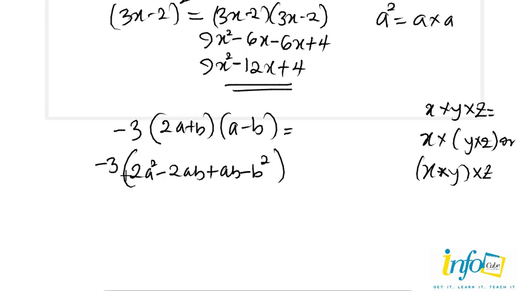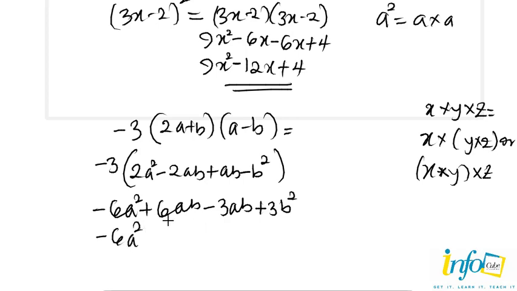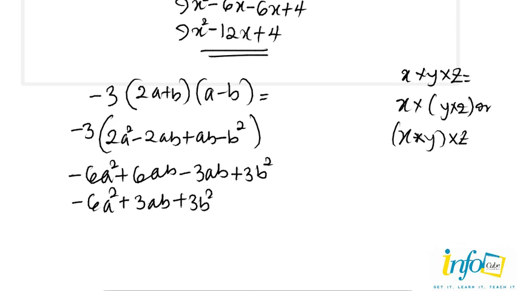At this point, I can now use minus 3 to multiply everything to have minus 3 times 2a will give us minus 6a square, minus 3 times minus 2ab will give us plus 6ab, minus 3 times plus ab will give you minus 3ab, minus 3 times minus b square will give you plus 3b square. Good. Then you collect like terms. You will have minus 6a square, plus 6 minus 3 will give you plus 3ab, and plus 3b square. This will give you the answer.